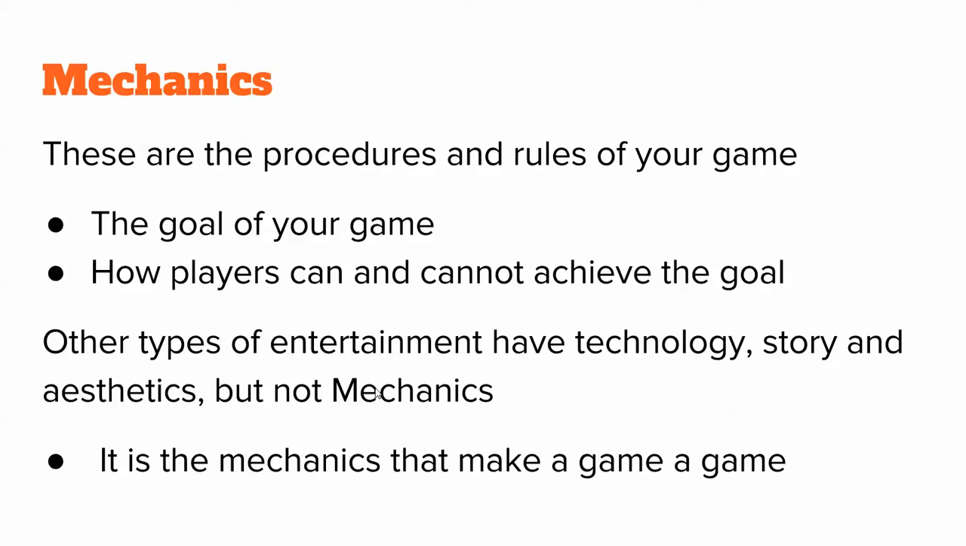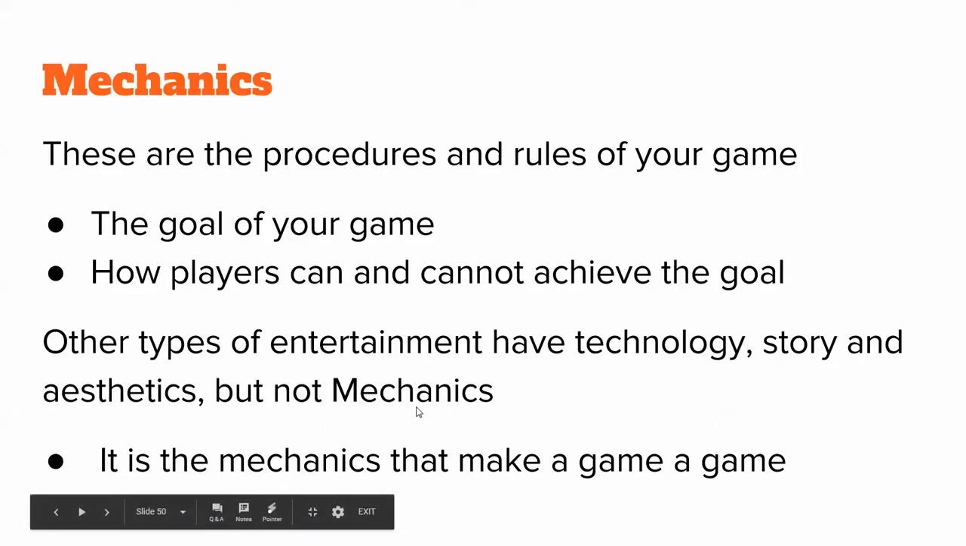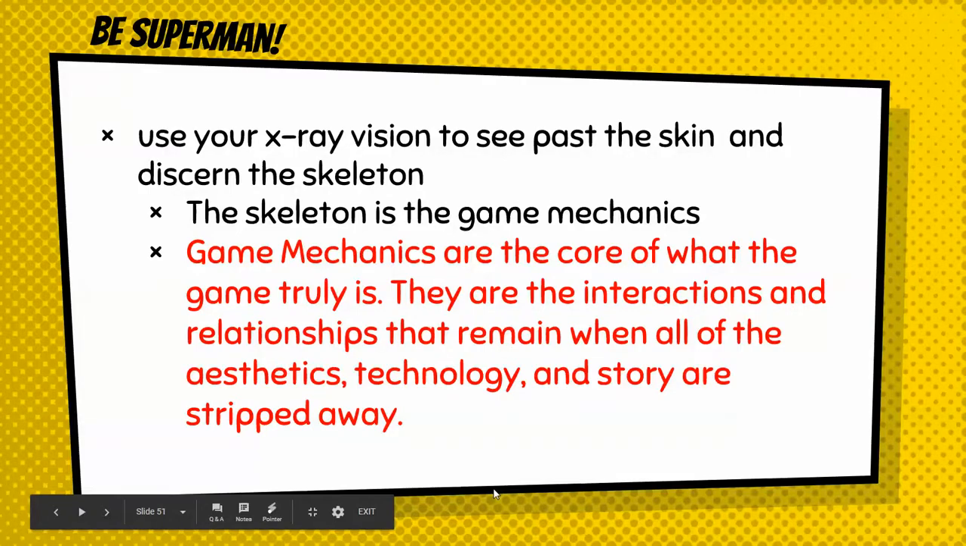So like we said before, other types of entertainment like movies have technology, story, and aesthetics, but not mechanics. Like a movie, you have to have the technology, the TV and the DVD. It has a story, obviously, and it looks a particular way, but there's no mechanics. There's no way to win it. So it's the mechanics that make a game a game. So we're going to talk about the different kinds of mechanics.